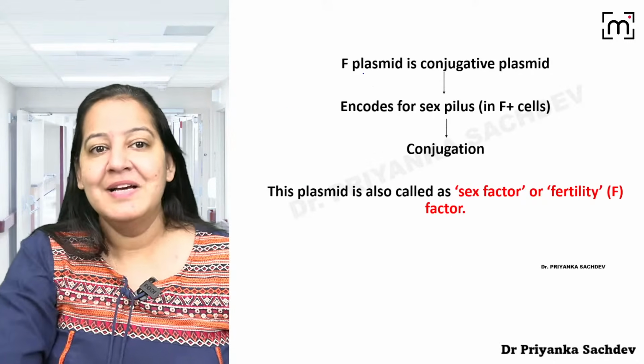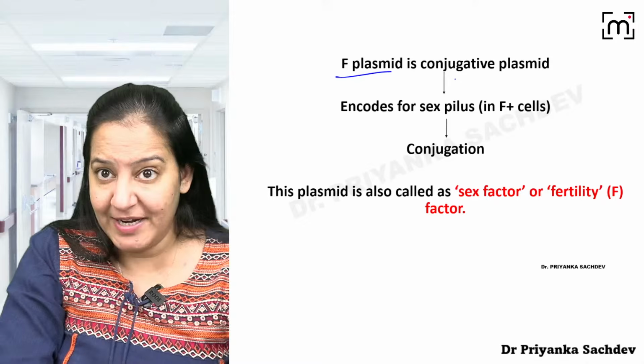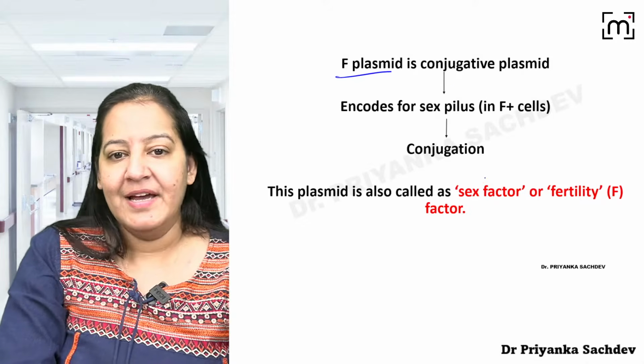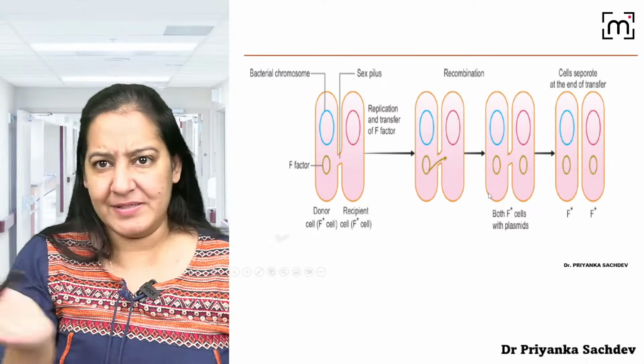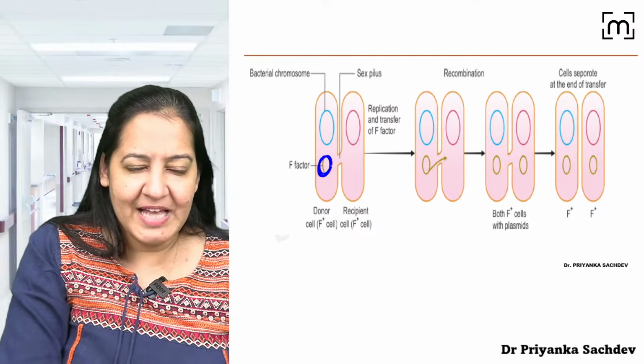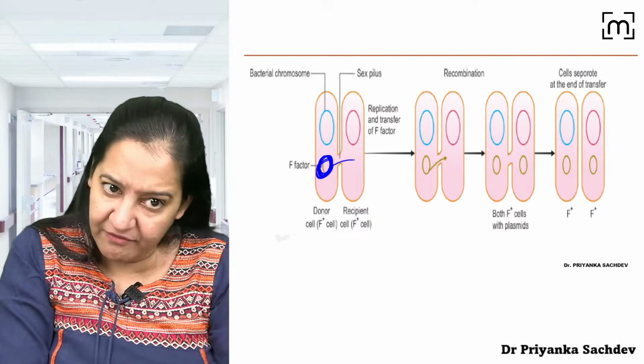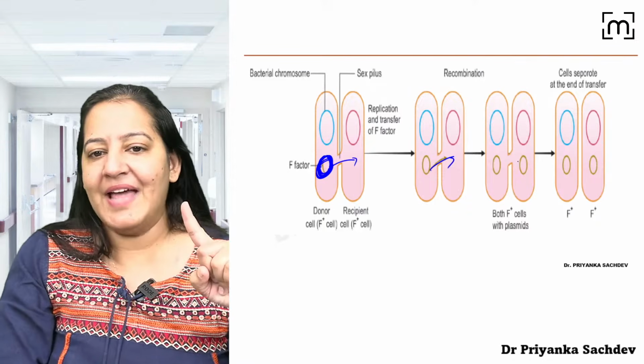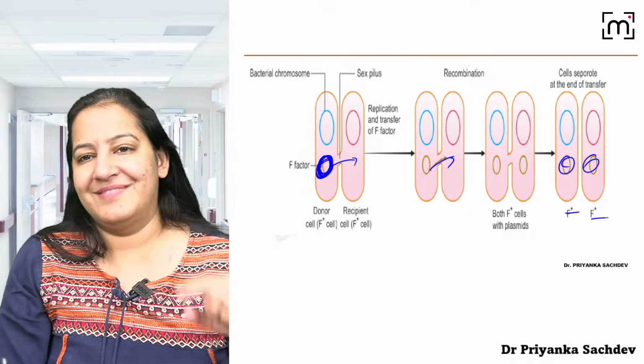We have already seen. So F plasmid codes for fertility, and we have understood this diagram. I guess everyone knows. So can you see the first bacteria? This is F factor present. Now it will replicate and give one copy to the second bacteria. So at the end, both are F positive. Give me a thumbs up.